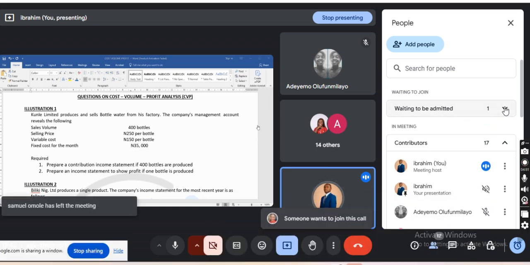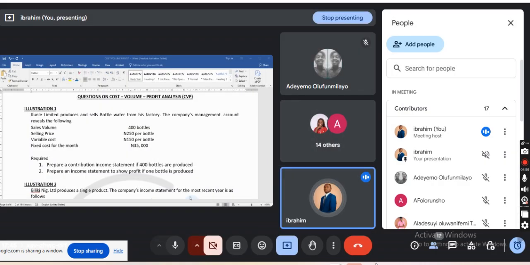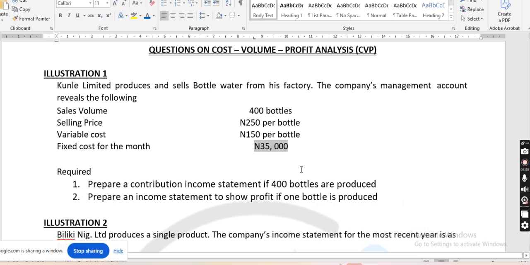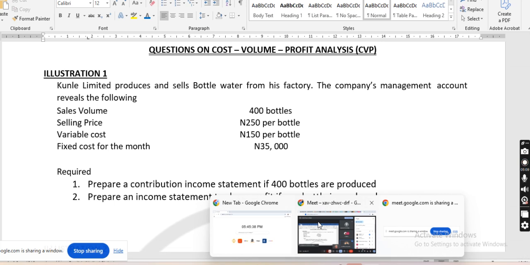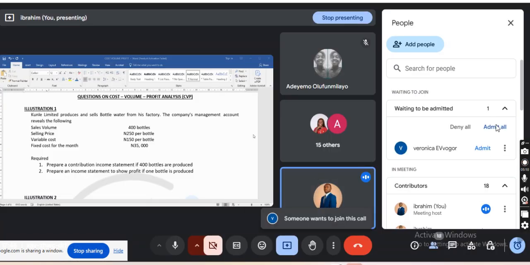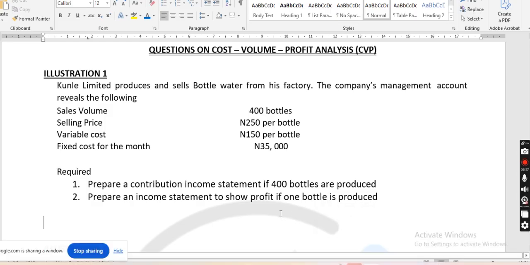Now, the first thing is the contribution. What is the formula for calculating contribution, class? Sales minus variable cost. This is contribution, not contribution per unit. Your total sales minus your variable cost will give you contribution. Now, let's say suggested solution.